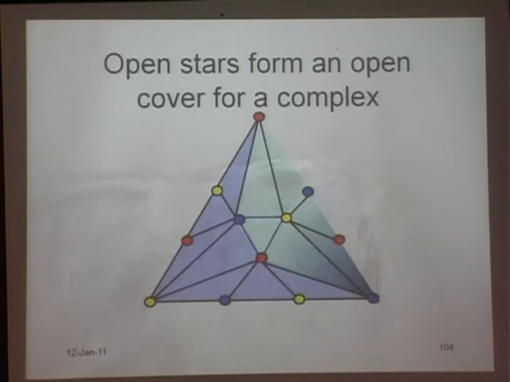Now, the particular open cover we care about is what's called the open stars of a complex. The open star of a vertex is the set of simplexes that contain the vertex, but not including what's called the link, that is the edges around it. So it's the interior of all of these triangles in this case. And you can see that these open sets cover everything. Any point in this polyhedron lies inside of one of these things.